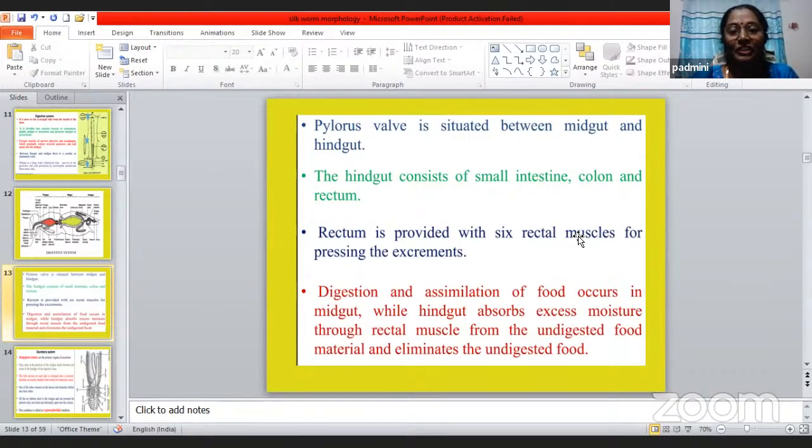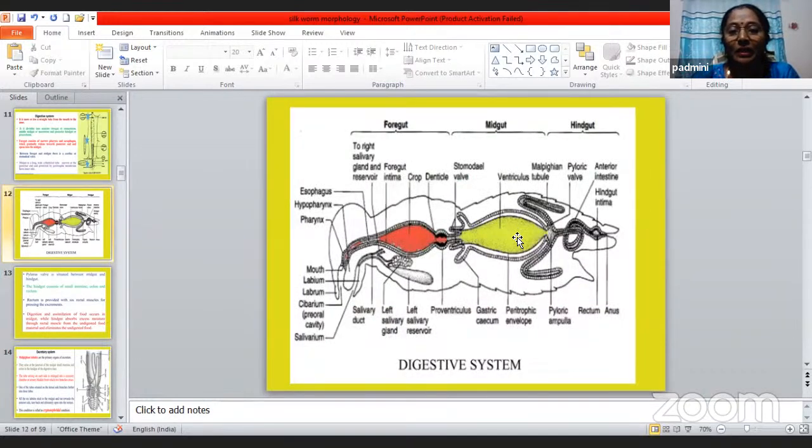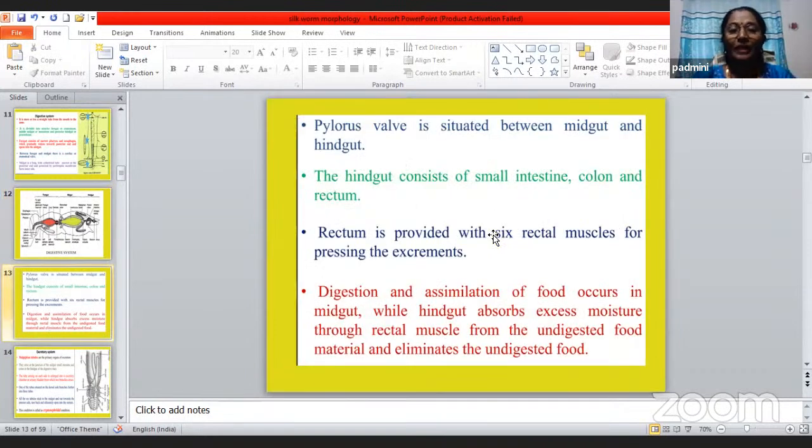So what happens? Digestion and assimilation of the food occurs in the midgut. So here in the midgut, the digestion and assimilation. What is assimilation? To assimilate or to absorb the digested food, because whatever is eaten has to be digested, and whatever has been digested has to be assimilated by the body or absorbed by the blood cells, so that it can be given to different parts of the body. The nutrition and the oxygen are carried to different parts of the body.